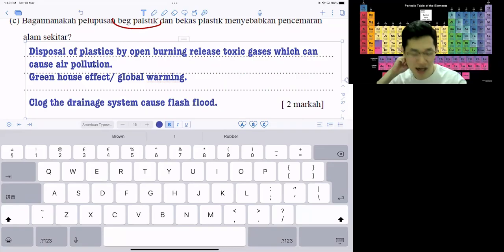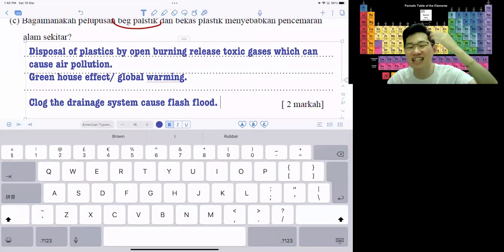Ataupun tempat pembiakan nyamuk. What do you call that in English? Tempat pembiakan nyamuk. A breeding place for mosquito.